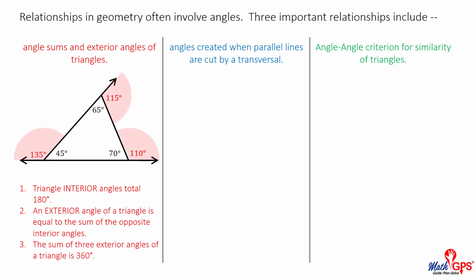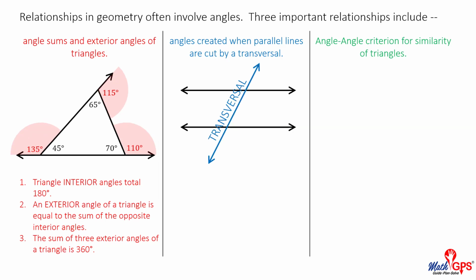And then finally, number 3, the sum of the three exterior angles of a triangle total 360 degrees. 135 degrees plus 115 degrees plus 110 degrees equals 360 degrees.